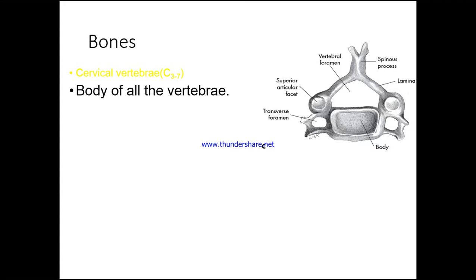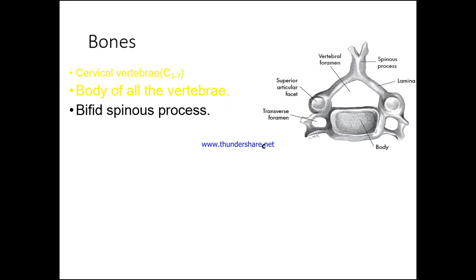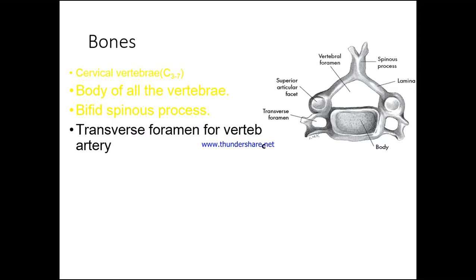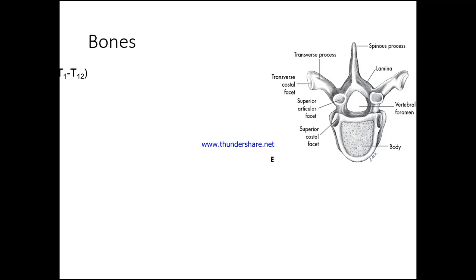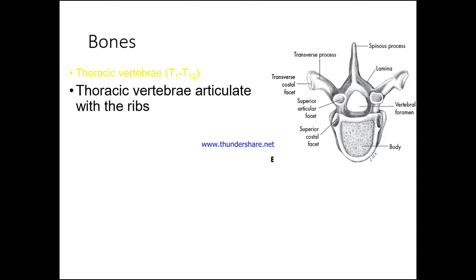The cervical vertebrae, C3 through to C7, have bifid spinous processes, as we talked about in the previous video, and a transverse foramen for the vertebral artery. Each has 5 to 7 degrees of rotation, accounting for about 50% of total cervical rotation. As I mentioned before, there's a good degree of movement within the cervical region, as opposed to the next region we're going to talk about, the thoracic vertebrae, T1 through to T12.